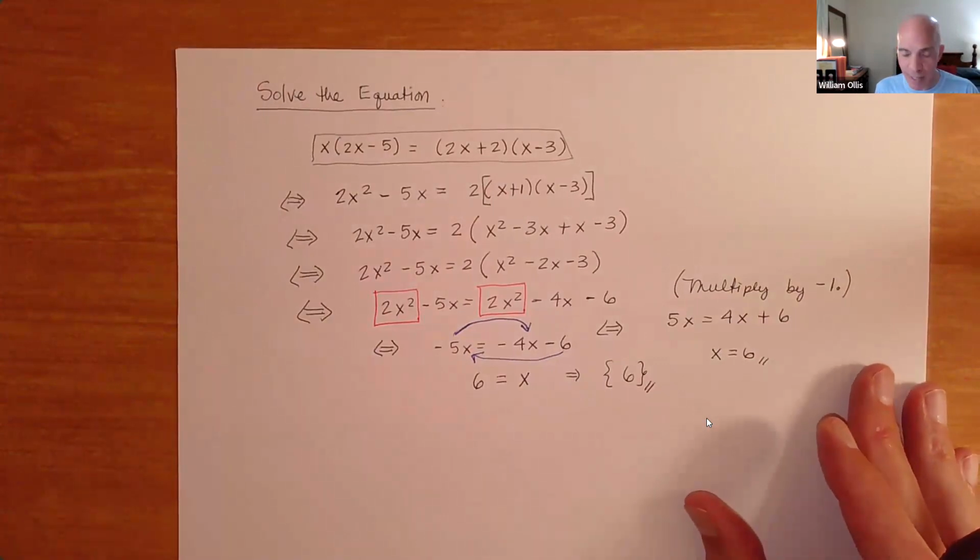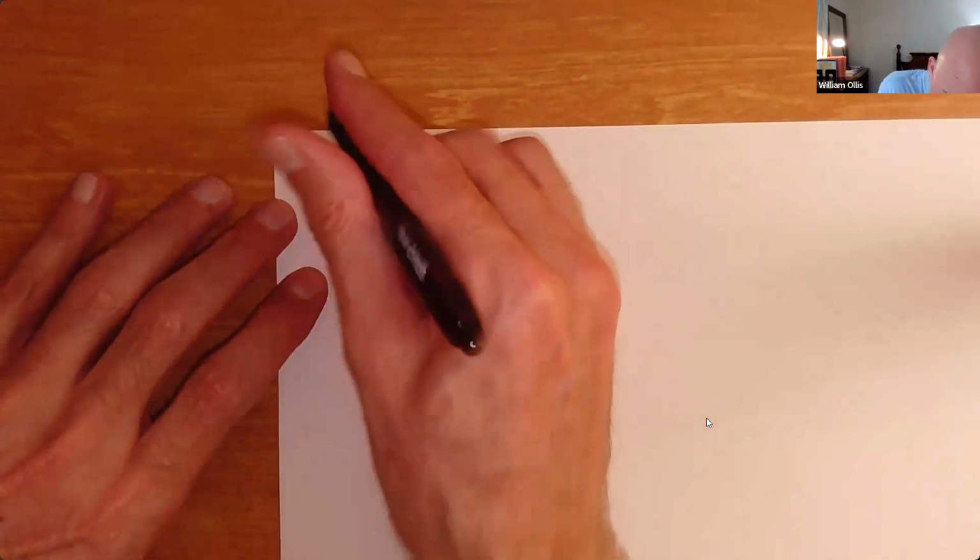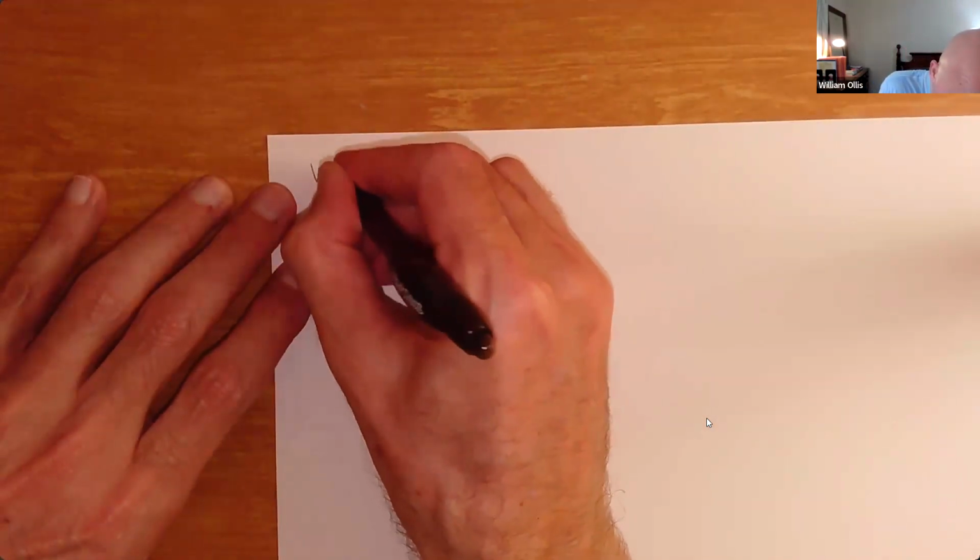Now, the last problem we want to do is again a useful problem, and the result is a linear equation. So here's the example. This is just a word problem.